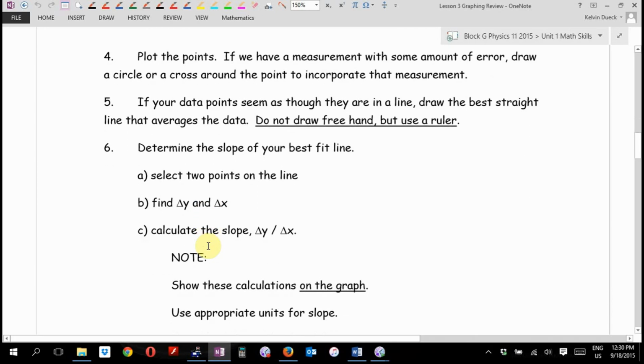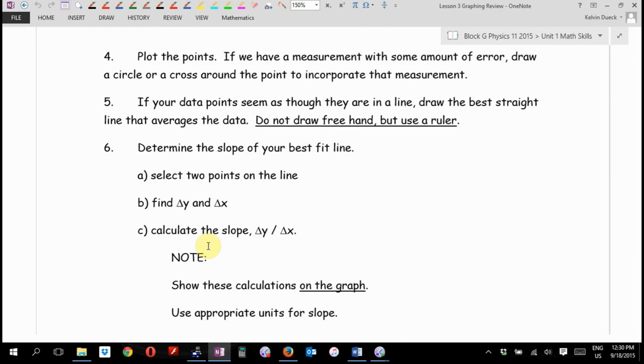If your data points seem as though they're in a straight line, all lines are straight, you're right, in a line, draw the best line that averages the data. Don't freehand, use a ruler. Put your pencils down, look up. I'm going to show you what I mean with a sketch. If you go, oh yeah, that makes sense, you don't need to write the sketch down in your notes. If you go, oh, I didn't know that, you can copy it down after I'm done.